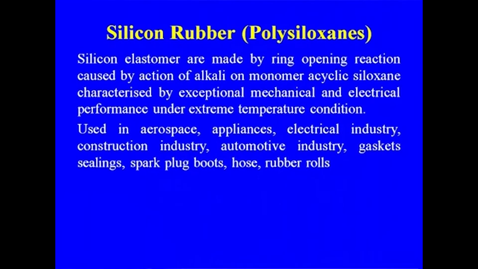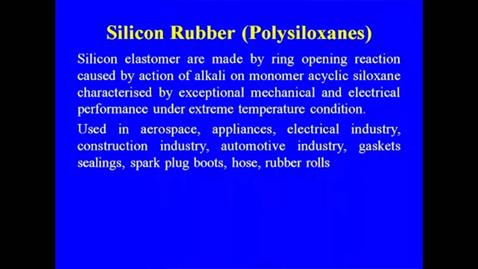Now, let us discuss silicone rubber, that is the polysiloxanes. The silicone elastomers are made by ring opening reaction caused by action of alkali on monomer cyclic siloxane, characterized by exceptional mechanical and electrical performance under extreme temperature conditions. So, this is one of the very specialized rubbers, you can say.